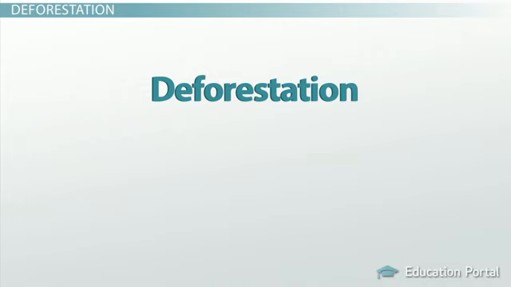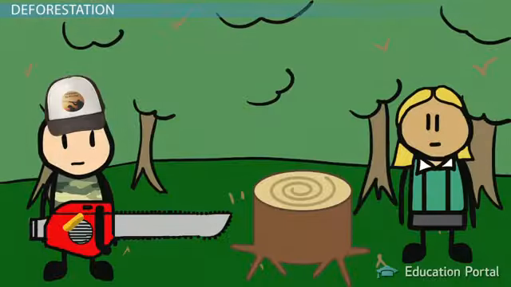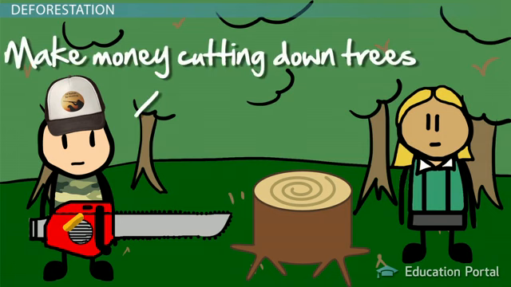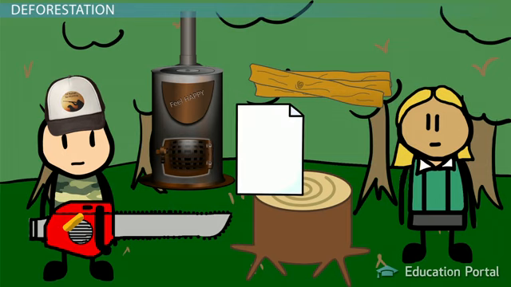Deforestation is the term that describes the cutting down or clearing of trees from a wooded area. There are a number of reasons woodlands or forests are cut down. In some cases, the trees themselves are the desired resource. Trees have been a source of fuel for many generations and continue to be used in this way today. They are also turned into timber for use in building and carpentry, as well as used in the production of paper products.